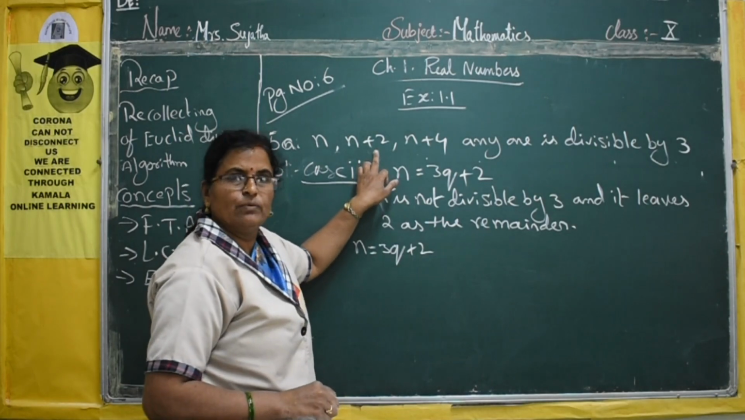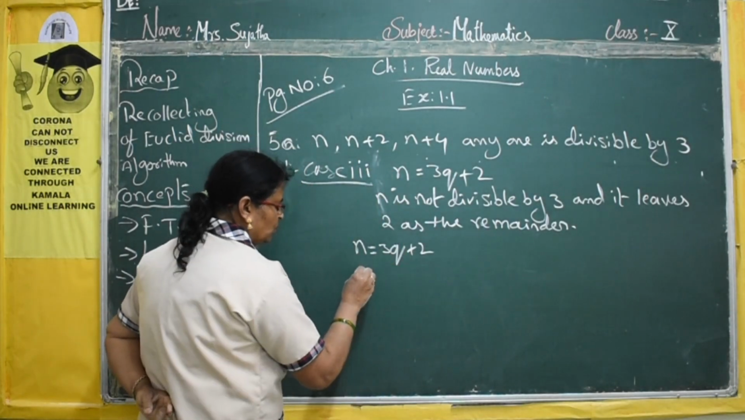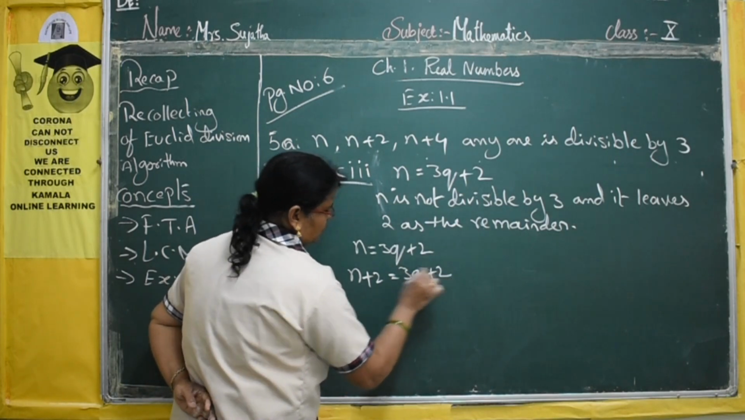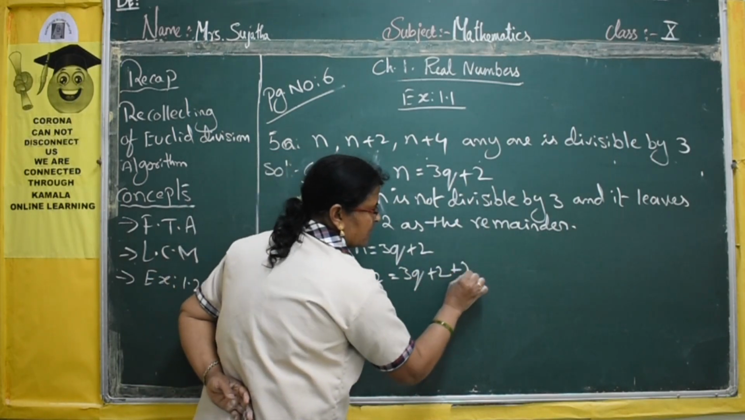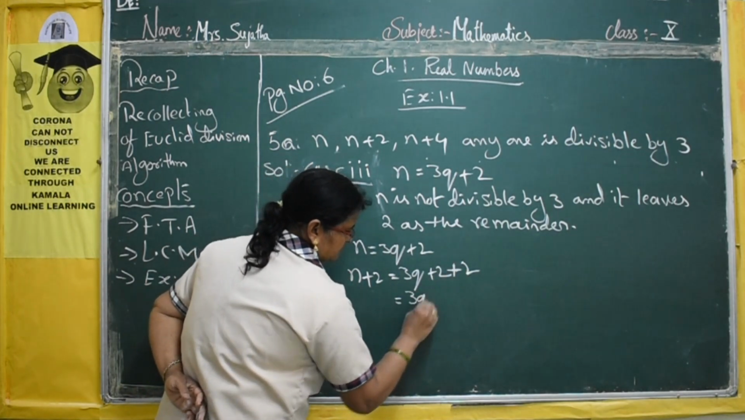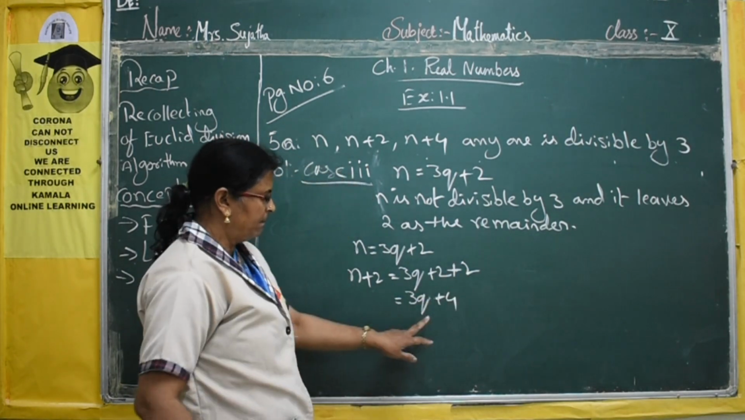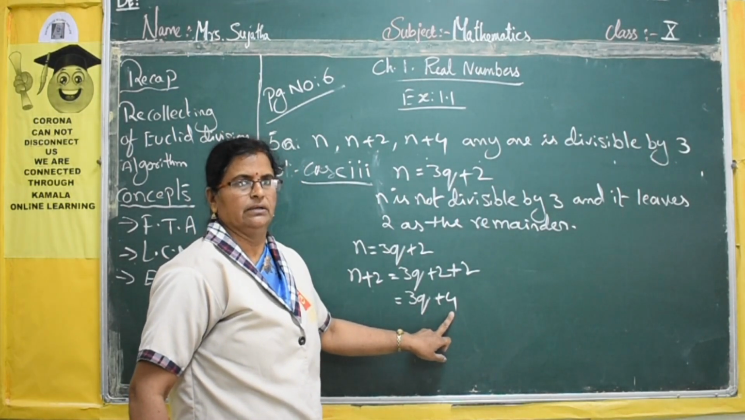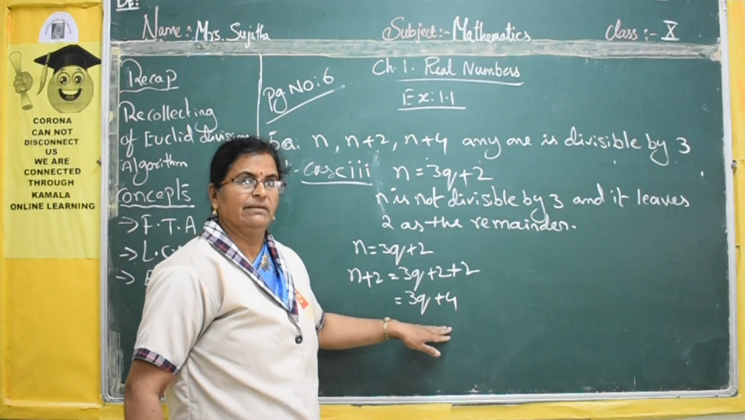Now next, n is equal to 3q plus 2 we took. In this, plus 2 was added, so here also we have to add 2. So n plus 2 is equal to 3q plus 2 plus 2. Now how much does it become? 3q plus 4. Now apply q is equal to 1. 3 ones are 3, plus 4, 7 you are getting. So is 7 completely divisible by 3?